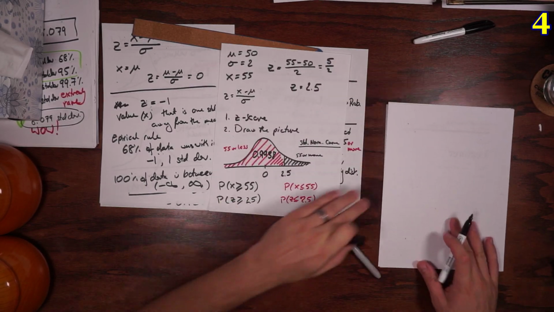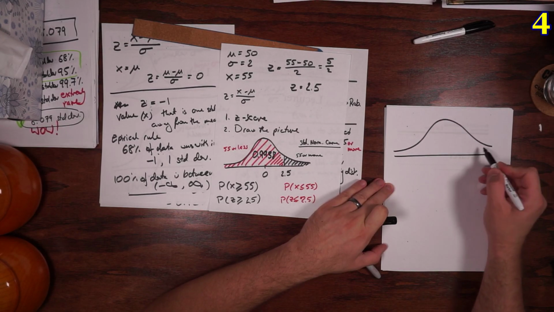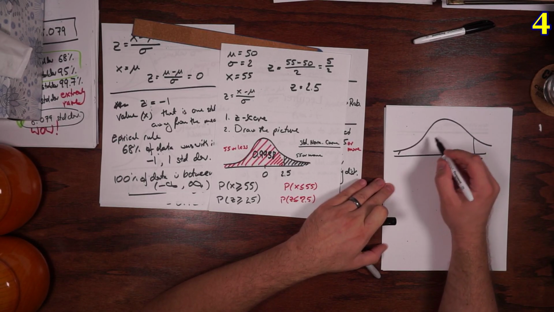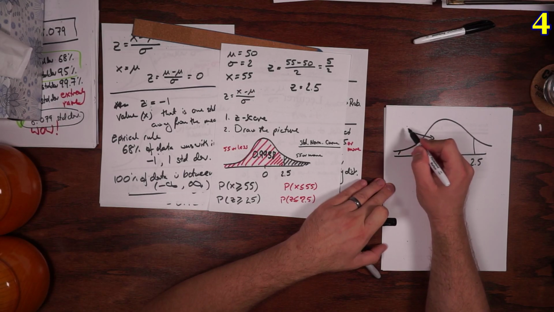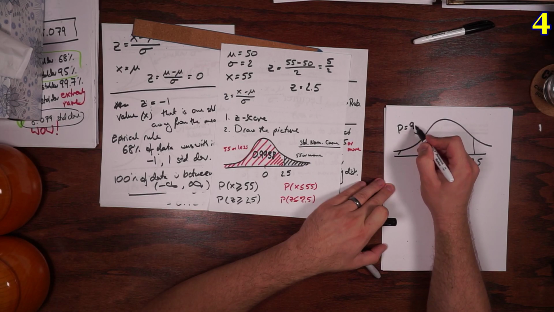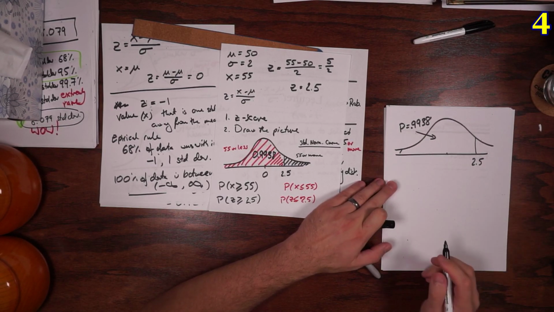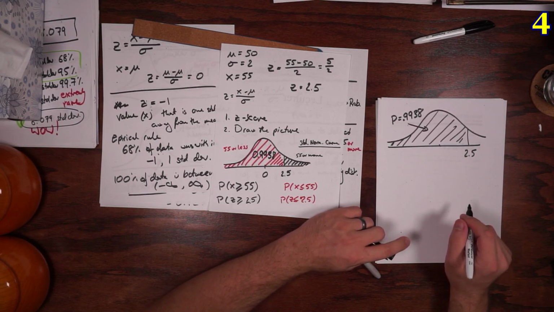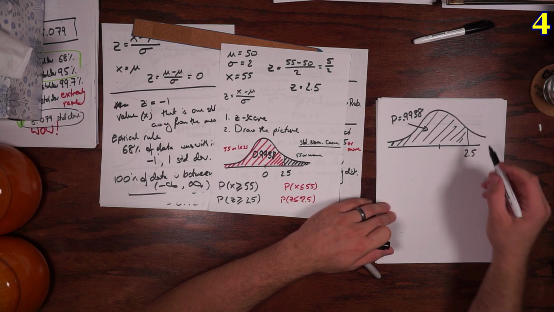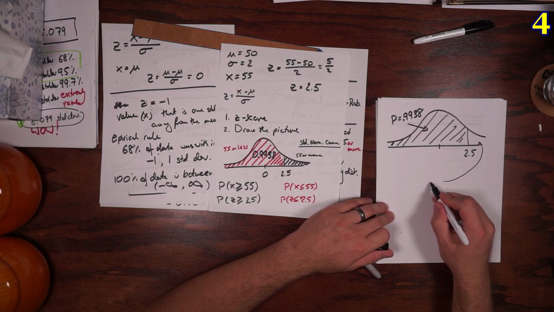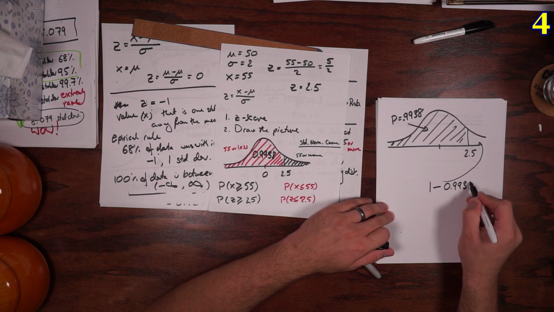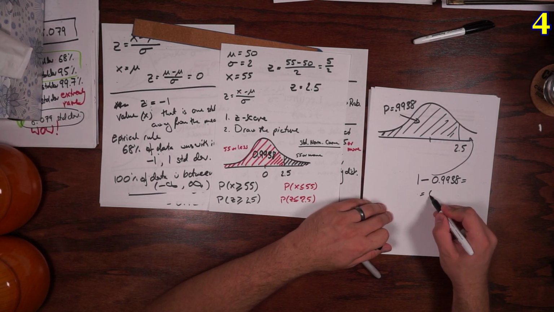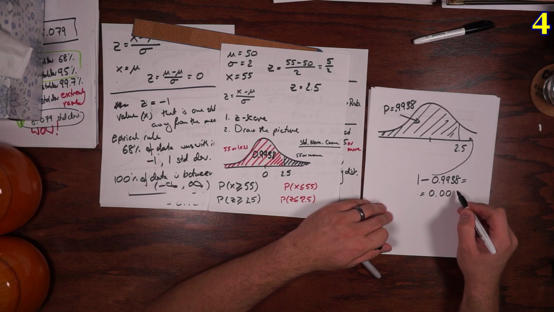Right, let me draw this picture again. So this area is 0.9938. This is all this. That's according to the table, which means that the probability for this section, well, it's a complement, so it's 1 minus 0.9938. So that probability equals to 0.0062.